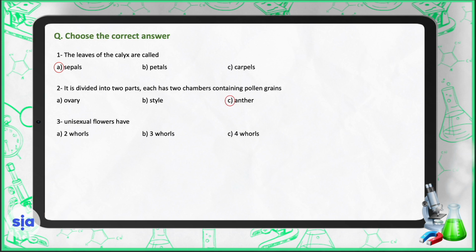Unisexual flowers have 2 whorls, 3 whorls, or 4 whorls. 3. Bisexual hermaphrodite flowers contain androecium, gynoecium, or both of them. Both of them.